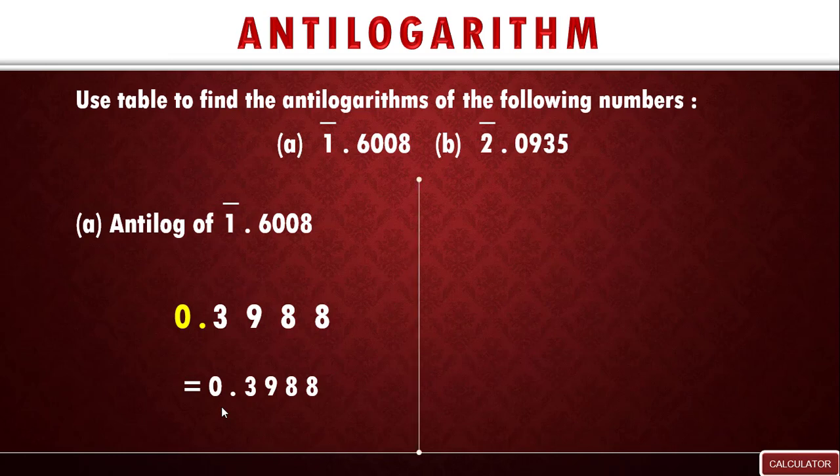Let's look at the B part. We are looking for the antilog of bar 2.0935. The first thing you should ask yourself is whether this characteristic is negative or positive. It is negative because it is bar 2, and the bar is minus. So bar 2 there is negative, and we cannot use our calculator to determine the value directly. We make use of a workaround, so let me show you that.